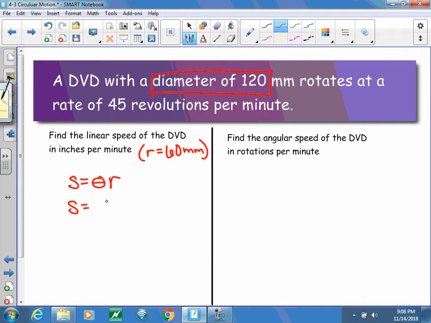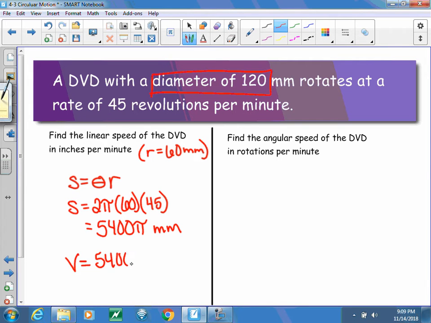So then our arc length here, we are making full revolutions. We're making 45 of them to be exact. So our value is going to be 2 pi times 60, which is 1 rotation, and then we are going to multiply that by 45. This is going to end up giving me 5,400 pi, and that would be measured in millimeters. Then to find our linear speed, I'm going to take that 5,400 pi and divide it by 1 minute. Millimeters.